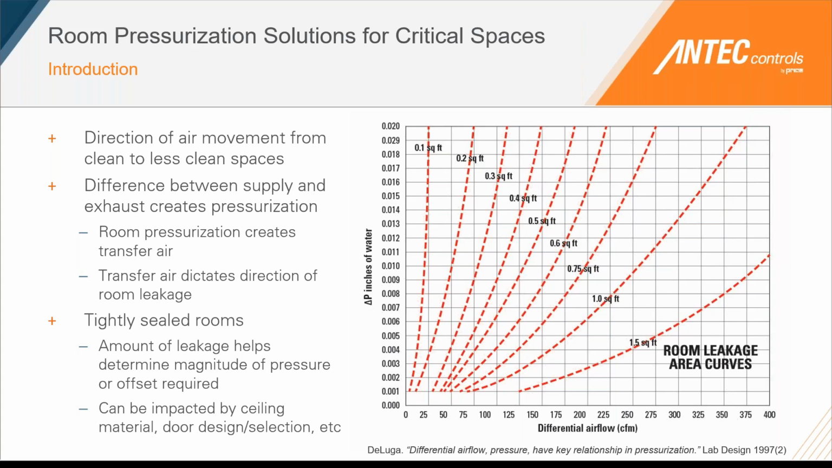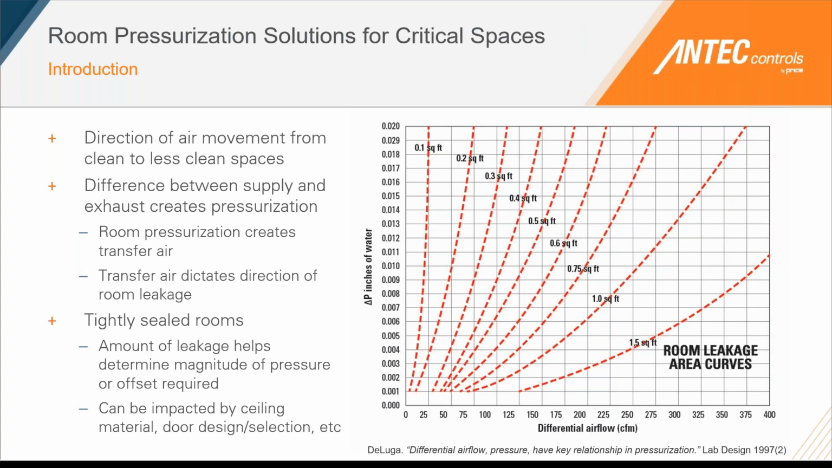How we achieve this room pressurization is essentially maintaining a difference between our supply and our exhaust airflow. By maintaining this difference, we're able to pressurize the room based off the transfer of the air and actually control the directionality of that transferred air. Now, what we have to understand for these applications is how tightly sealed your room is and how much available leakage you have will actually dictate your ability to maintain and control this pressurization.